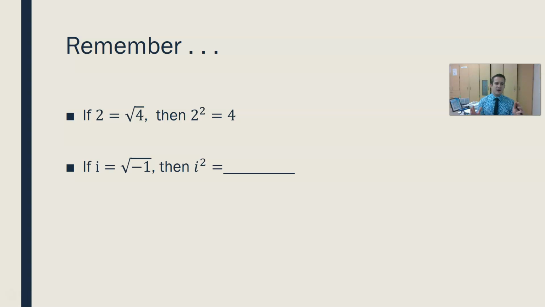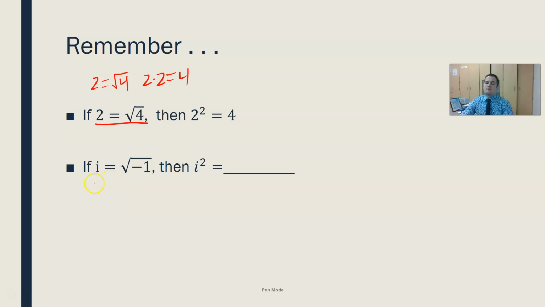So as a reminder, we started off this whole unit talking about square roots. We talked about how 2 is equal to the square root of 4, because 2 times 2 is equal to 4. That's the definition of a square root: 2 is equal to the square root of 4 because 2 squared, or 2 times 2, is equal to 4.